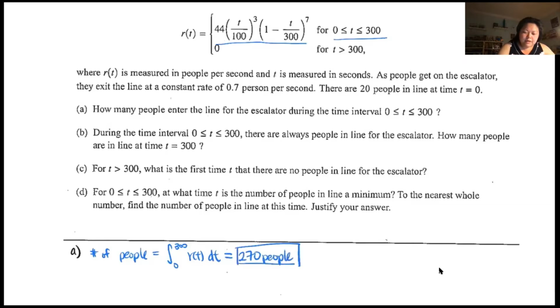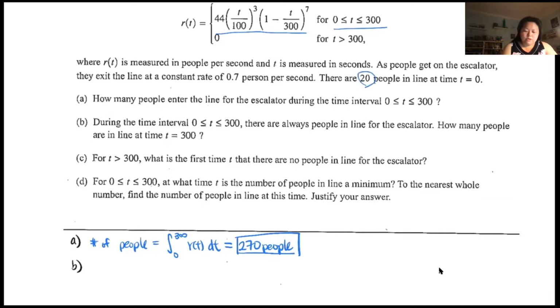Okay, all right, moving on to B. During the interval between 0 and 300 seconds, there are always people in line for the escalator. How many people are in line at 300 seconds? So you have to remember you had 20 people to start in line first. So we had 20 people in line plus the integral from 0 to 300 of r of t, the rate at which people are coming in. But then people are also exiting at a constant rate, so minus 0.7 times 300, because 300 seconds have passed.